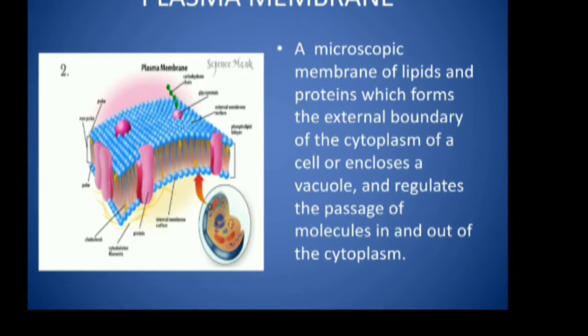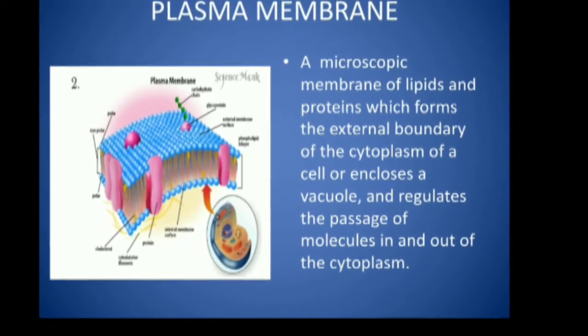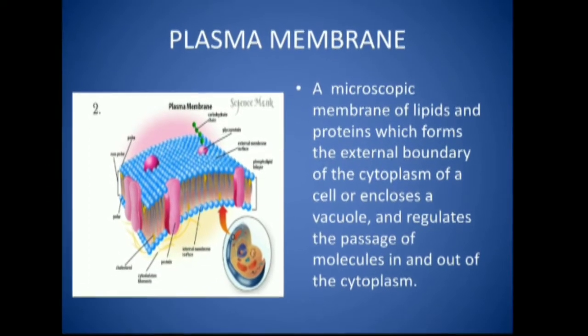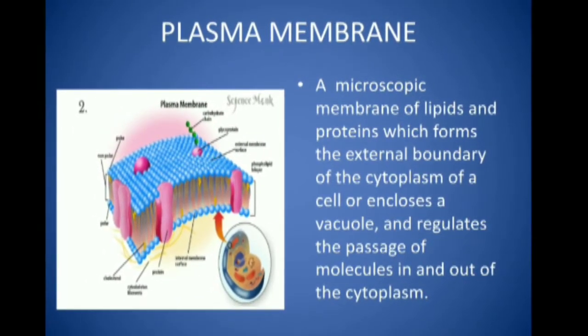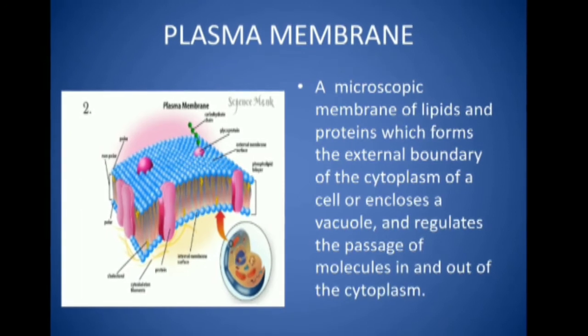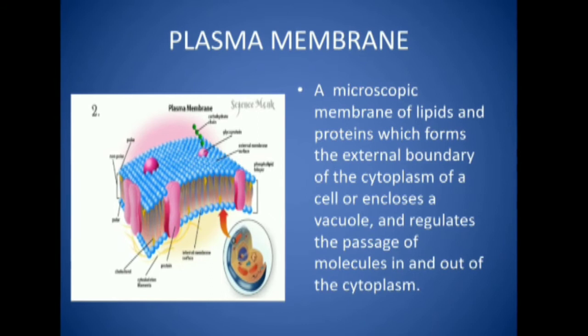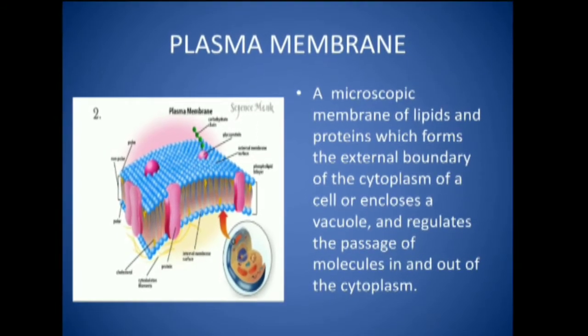What is plasma membrane? It is a microscopic membrane of lipids and proteins which forms the external boundary of the cytoplasm of a cell or encloses a vacuole and regulates the passage of molecules in and out of the cytoplasm.